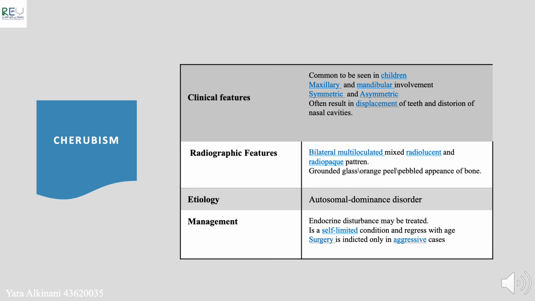Cherubism. Clinical features: common to be seen in children, maxillary and mandibular involvement, symmetric and asymmetric, often results in displacement of teeth and distortion of the nasal cavity. Radiographic features are bilateral multilocular, mixed radiolucent and radiopaque pattern, with a ground glass, orange peel, pebbled appearance of bone. The etiology is an autosomal dominant disorder. Management: endocrine disturbance may be treated, it is a self-limited condition and regresses with age, and surgery is indicated only in aggressive cases.